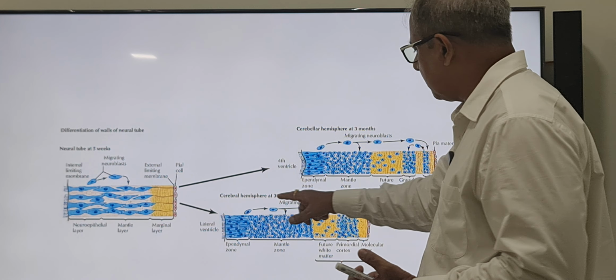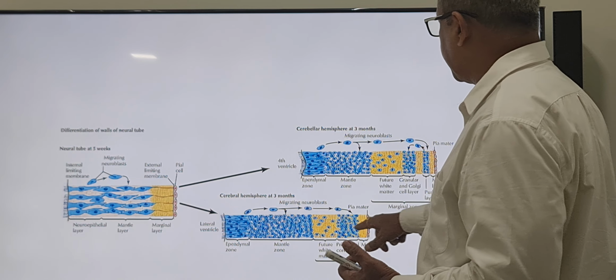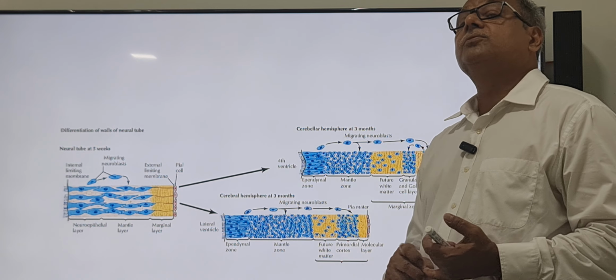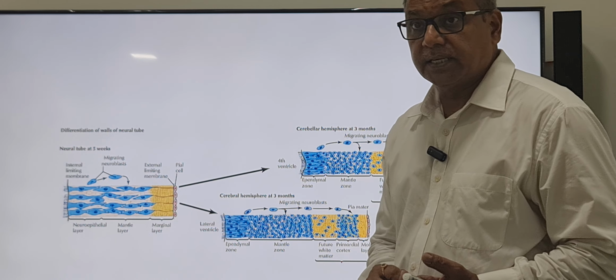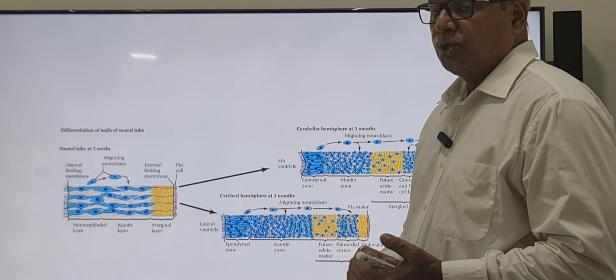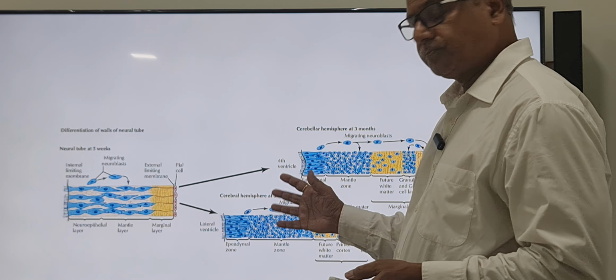But this is the cerebral hemisphere at the third month. This is the arrangement. This arrangement is very important. If there is no proper arrangement and there is a migrational defect, then there will be a lot of problems. So what is the migration of neurons?